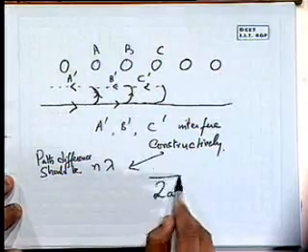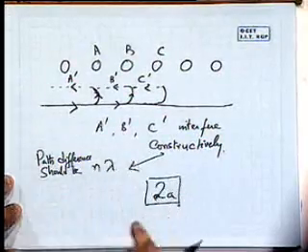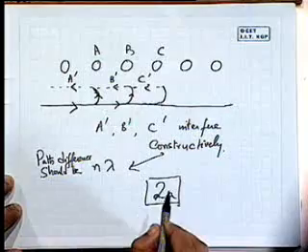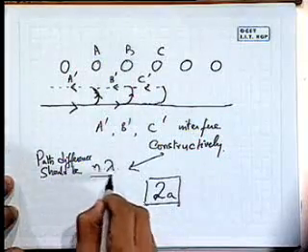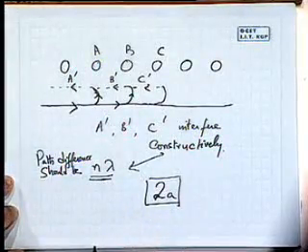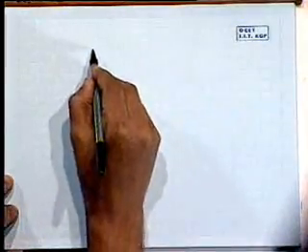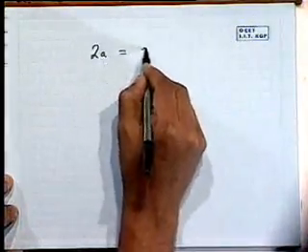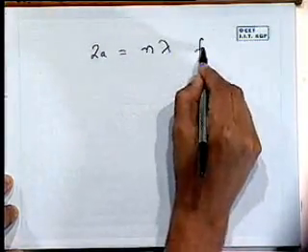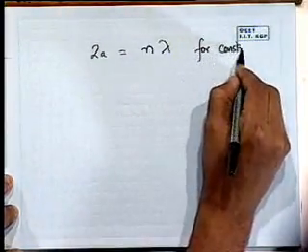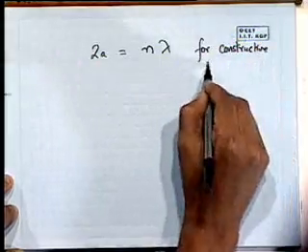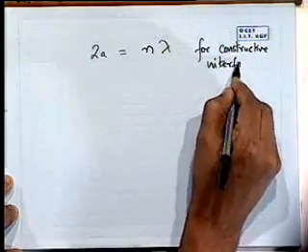So we've got that the actual difference between these two waves in terms of their path length is 2a, and we also have the condition for constructive interference that it should be n lambda. So we can immediately set up that the condition that we require is that 2a is equal to n lambda for constructive interference. All right?